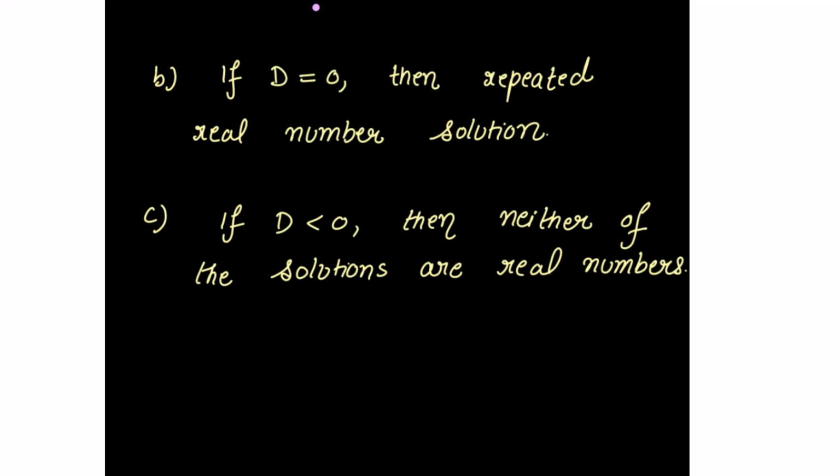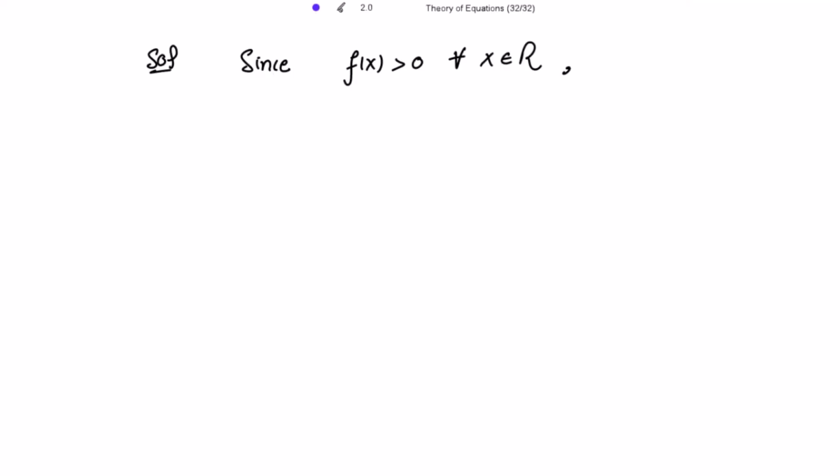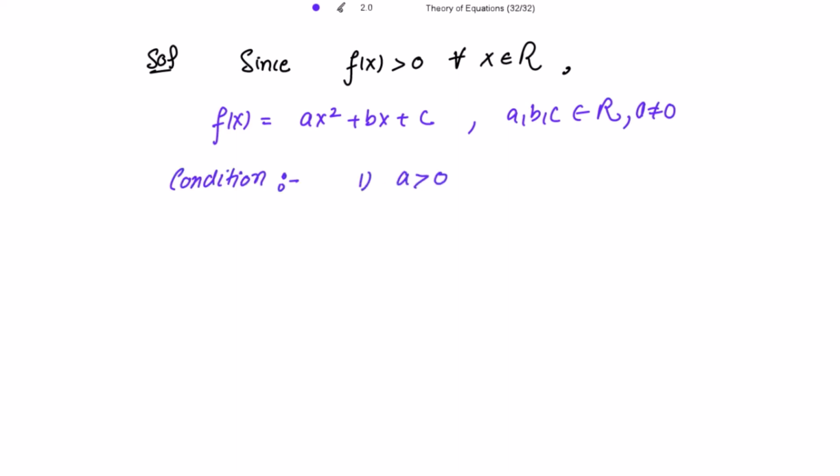Okay, now let's start with the solution. Now since f(x) is positive for all x belonging to R, and what is f(x)? It is ax square plus bx plus c, where a, b, c are real numbers and a is non-zero. For this condition, what is the condition on a? Number 1, a is positive, and secondly, the discriminant should be negative. That is, b square minus 4ac should be negative, right?